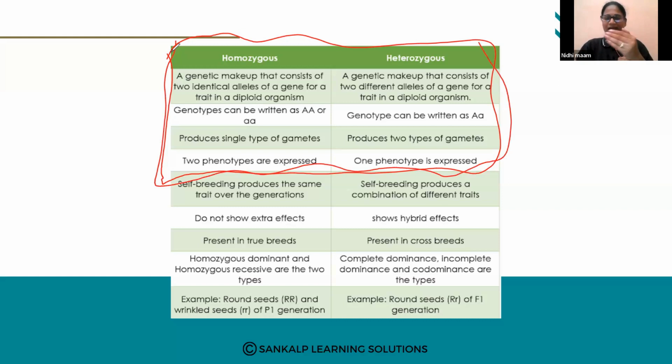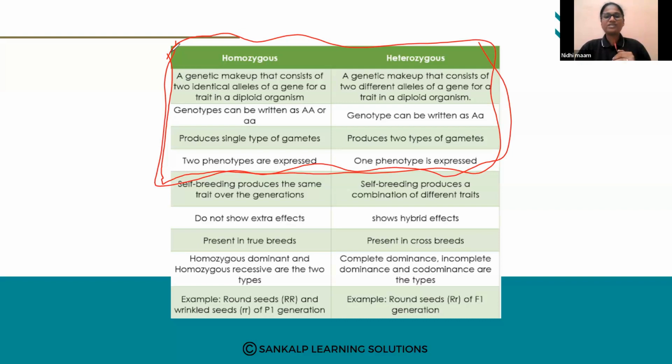So first one, as Deepak and Swati answered at first, the homozygous will be consisting of identical alleles. Heterozygous will be consisting of 2 different alleles. Write how the genotypes are written.